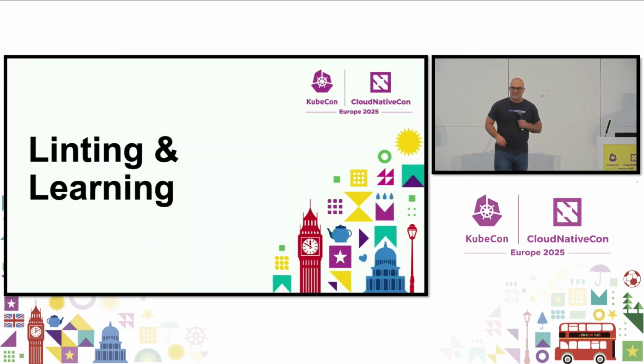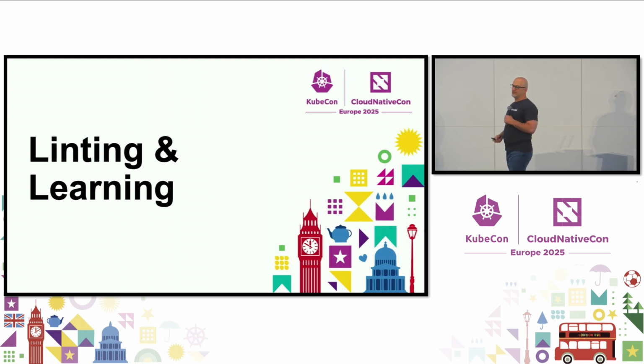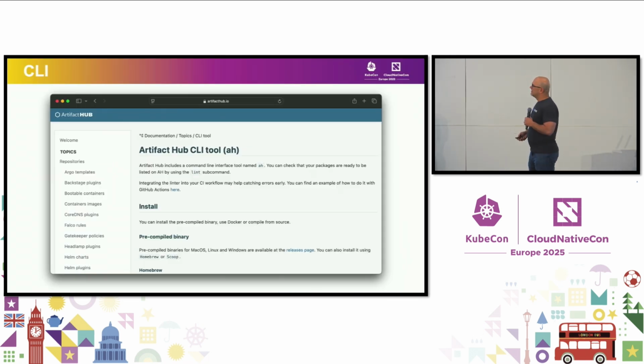So let's talk about some linting and some learning, right? You've got all of this metadata out there, and you want to go ahead and see, what is there that I can add to my artifact, to my thing that I'm working on? Or maybe you want to verify that everything is being put in there that I think is. So Artifact Hub actually has a CLI that can go along. That's a good developer tool that you can use.